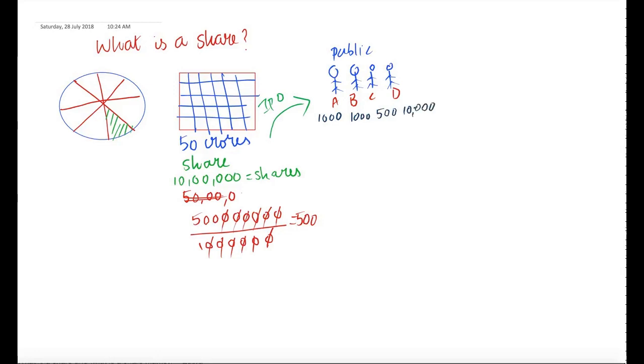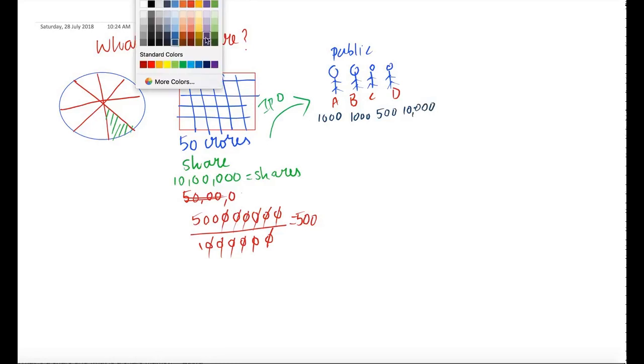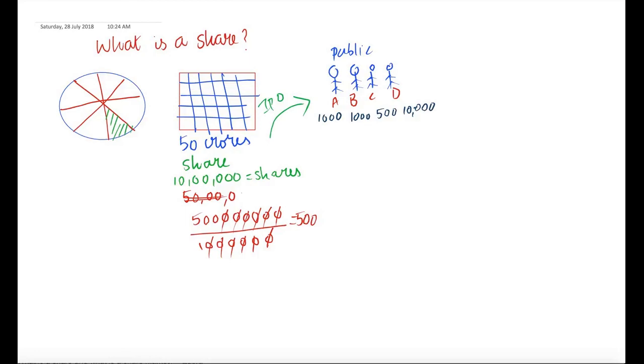So I think D is very optimistic about this company. Now once they announce the IPO, A has to spend nearly 1000 into 500, which means 5 lakh rupees. So A is investing in this company 5 lakh rupees by buying 1000 shares.